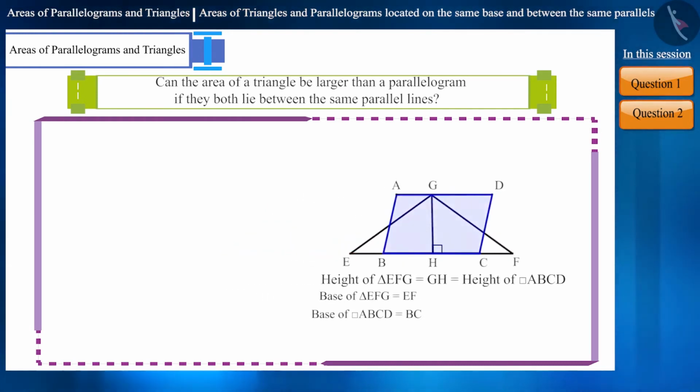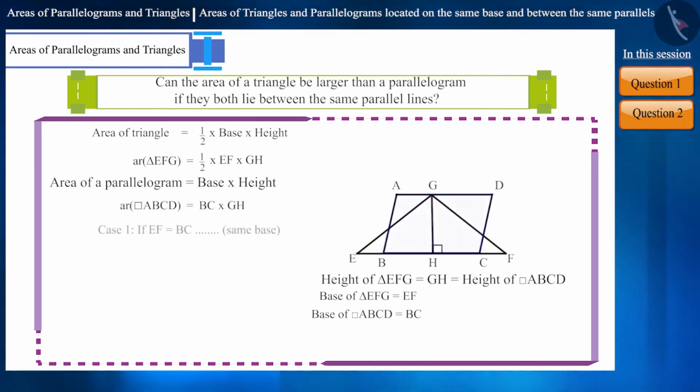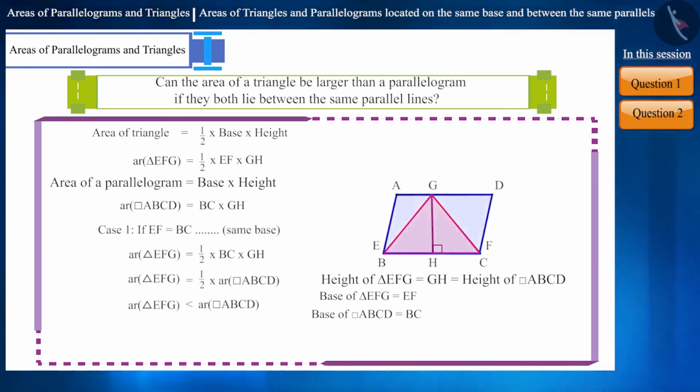The height of both quadrilateral ABCD and triangle EFG is GH. The area of a triangle is half multiplied by base multiplied by height. We can write it as half multiplied by EF multiplied by GH, and the area of a parallelogram is base multiplied by height. We can write it as BC multiplied by GH. If the base of the triangle and the parallelogram are the same, then the area of the triangle will be half the area of the parallelogram.